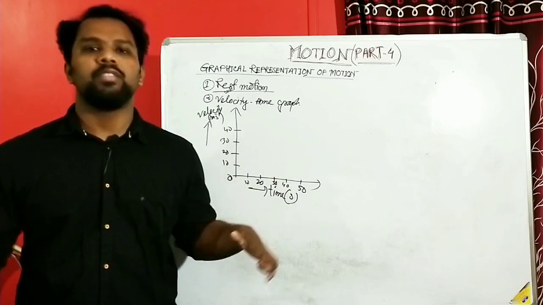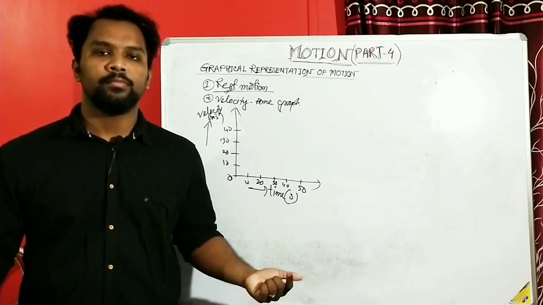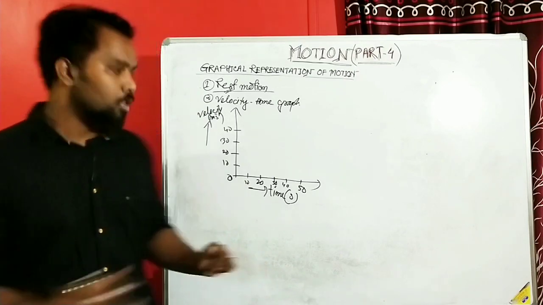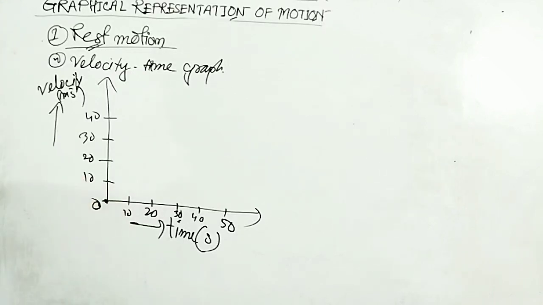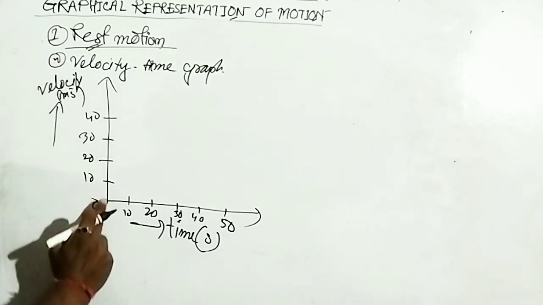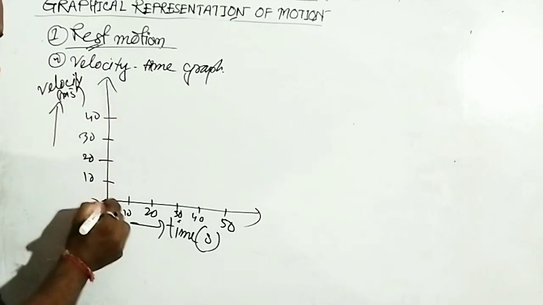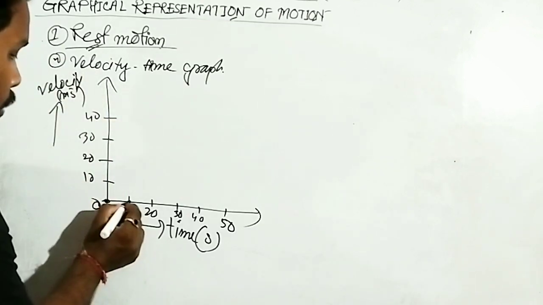But if there is no change in position, there is going to be no velocity. Clear? Right now, how can we actually represent this in a graph? In 0 seconds, it will have a 0 value because it is the velocity. That means if it is not going like that, it has 0 velocity. At 10 seconds, it is again going to have a 0 velocity.